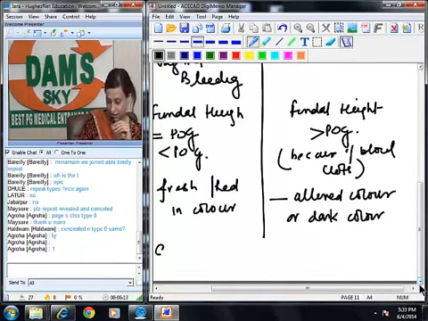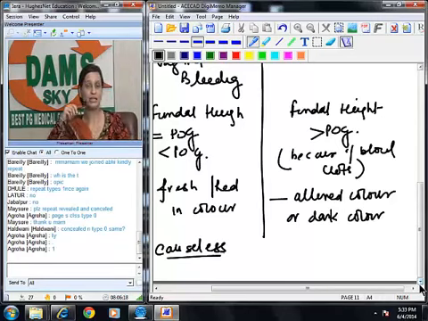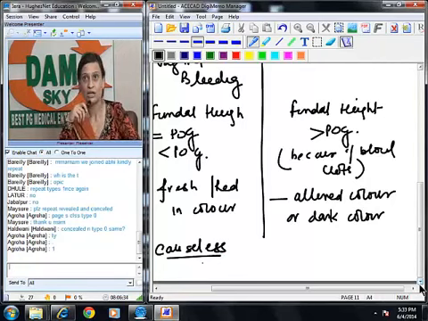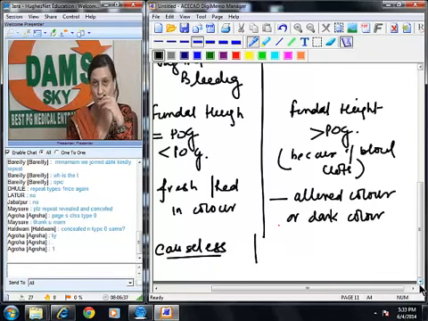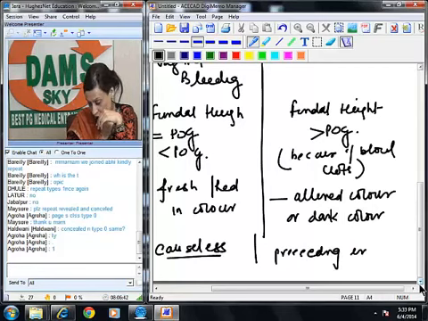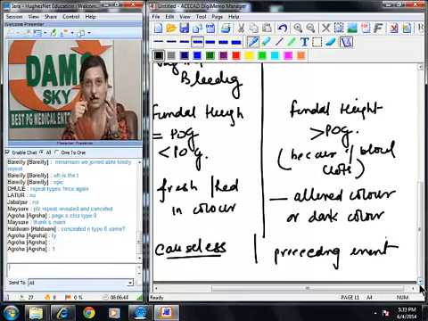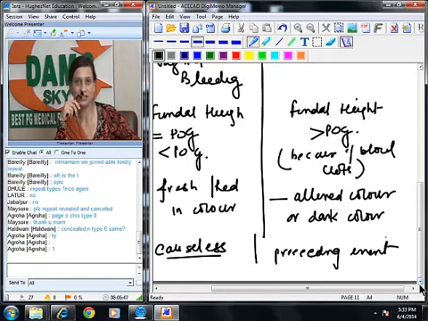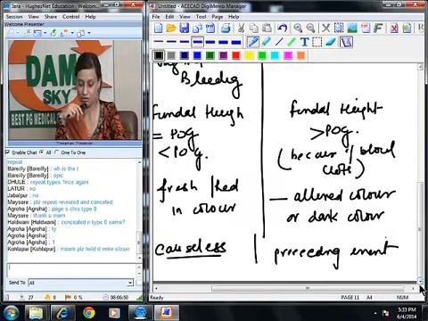Placenta previa is described as causeless, by which we mean if you ask the patient what were you doing when the bleeding started, so most of the times the patient will say that she was not doing anything. In fact, she was resting when she started having vaginal bleeding. So this is called as causeless. Placenta previa bleeding is causeless, whereas abruption is usually associated with a preceding event. The preceding event may be preeclampsia, it may be trauma, but usually there is some preceding event for abruption, right?